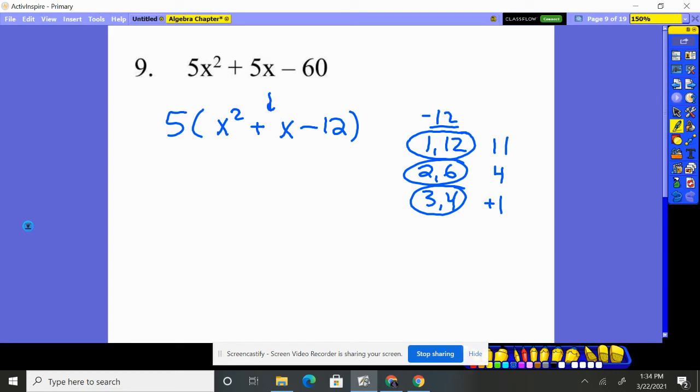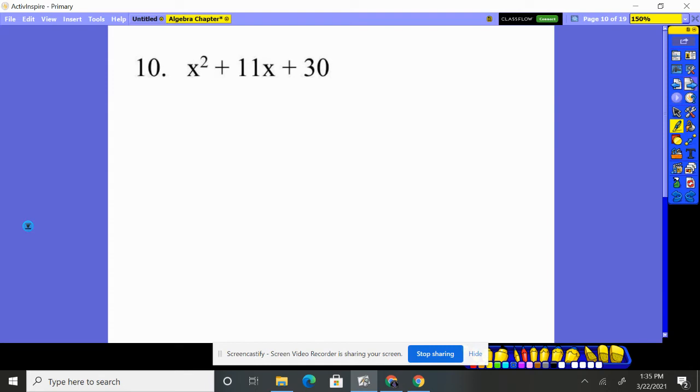It says plus an x, so it's plus 1x. To create a positive 1, I want a positive on the 4 and negative on the 3. Those together give you that positive 1. So we have x minus 3, x plus 4, and don't forget to put your 5 out front because you did factor that out.